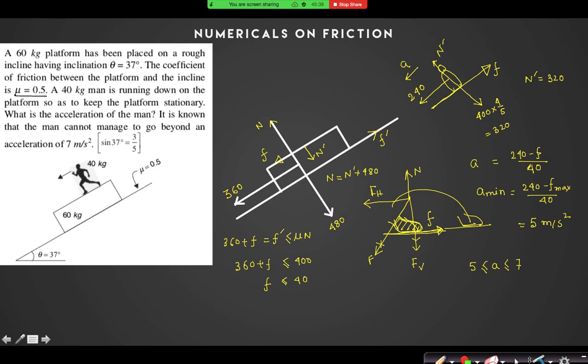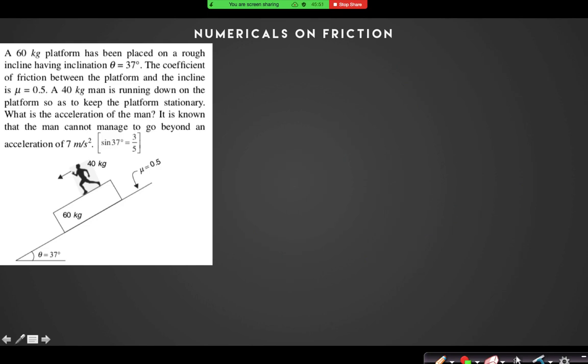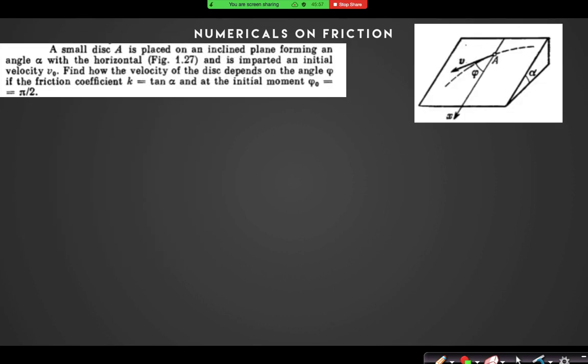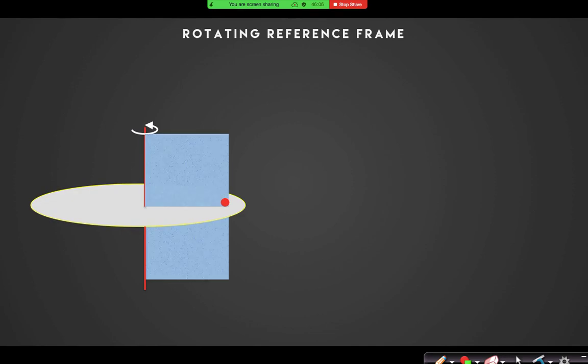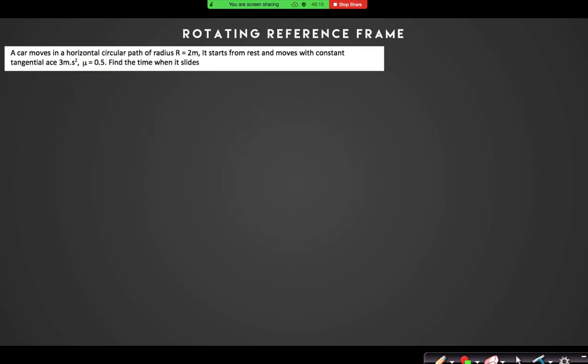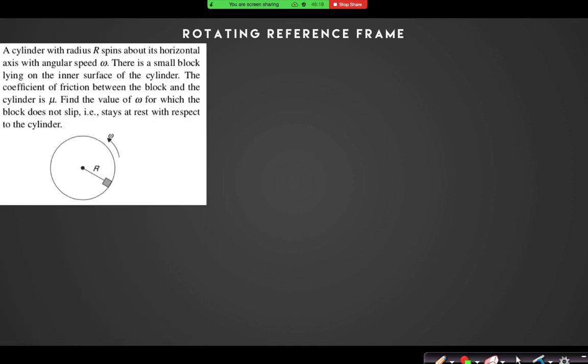Is there any doubt regarding this one? No, sir. Clear everyone? Alright. So I don't think there is more question left in friction. We have done all these questions. Have we done this particular question? Yes, sir. Now rotating reference frame. We have solved few questions in our last class. Have we solved this question? Yes, sir. Yes, this was also solved, I think. This question also we have done. Now let us come to this question.